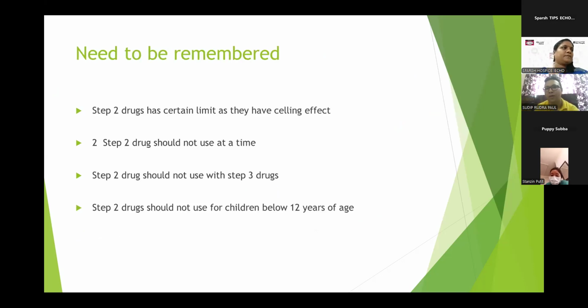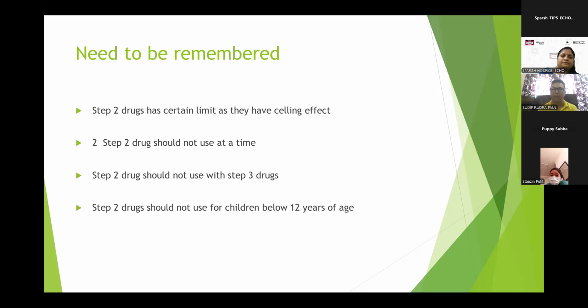There are 4 nurses' responsibilities mainly. Like step 2 drugs have certain limits. I think in the class taken previously, they have already explained that tramadol has certain limitations. We cannot go up to more than 400 mg in 24 hours. So the drug needs to be kept within the limit. Next, two step 2 drugs should not be given at a time.